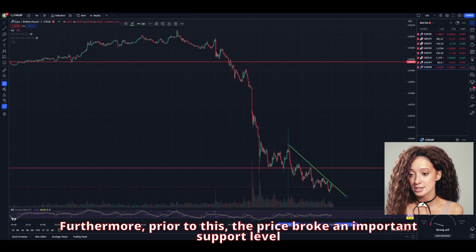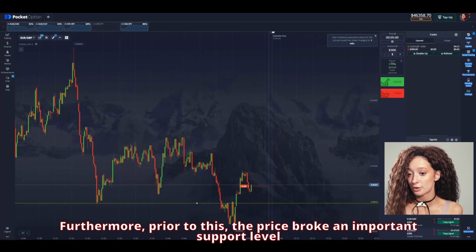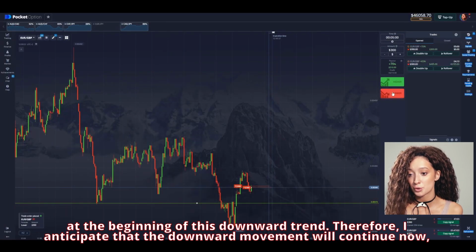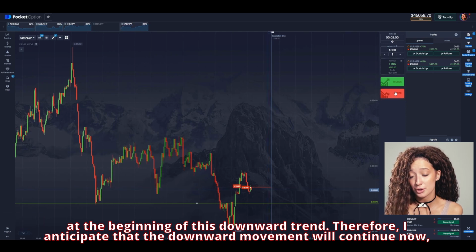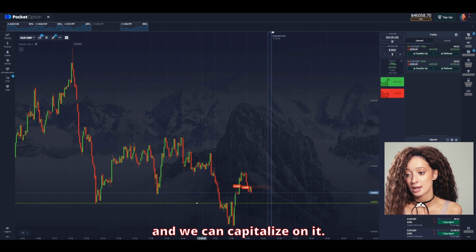Furthermore, prior to this, the price broke an important support level at the beginning of this downward trend. Therefore, I anticipate that the downward movement will continue now, and we can capitalize on it.